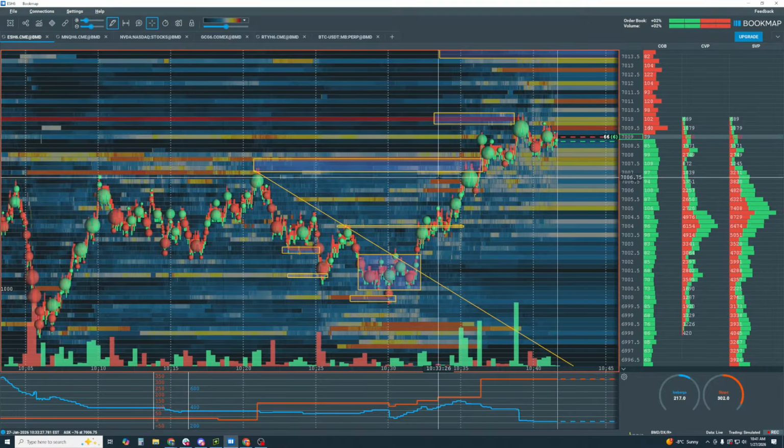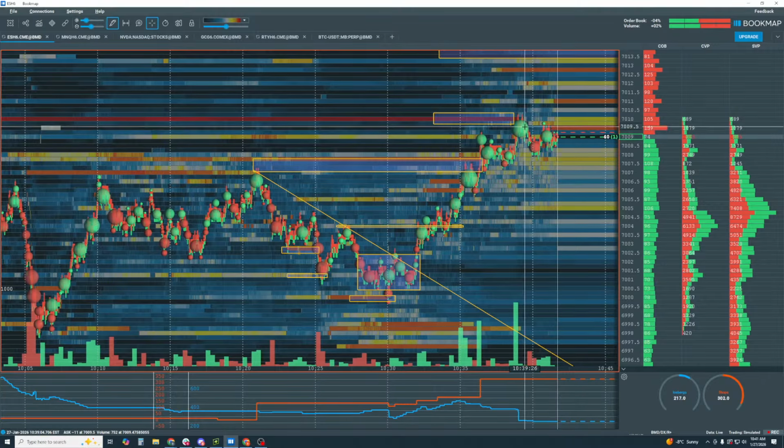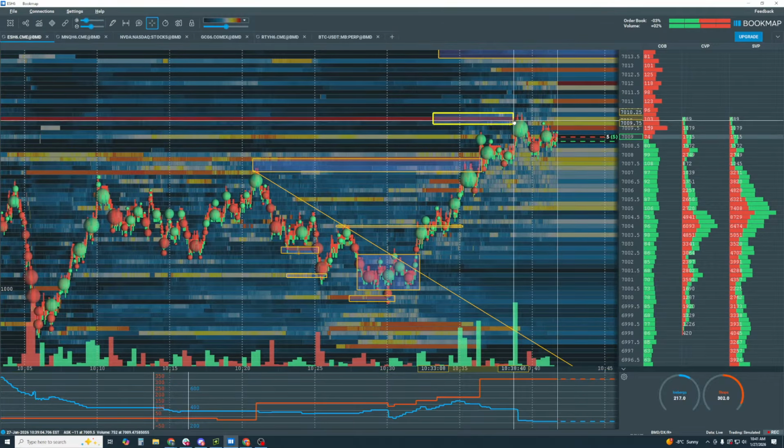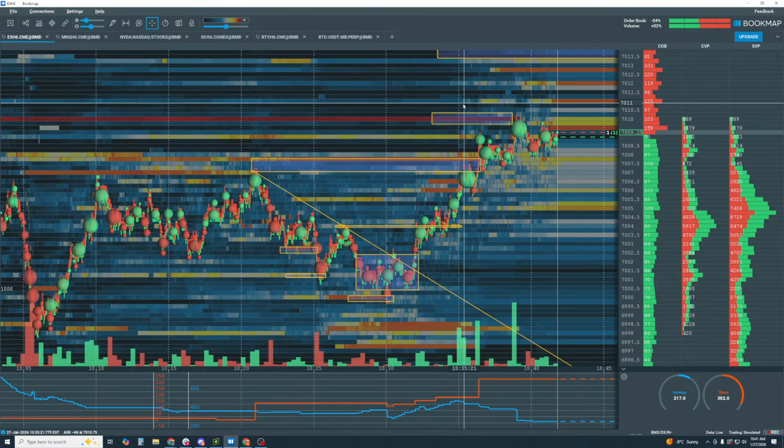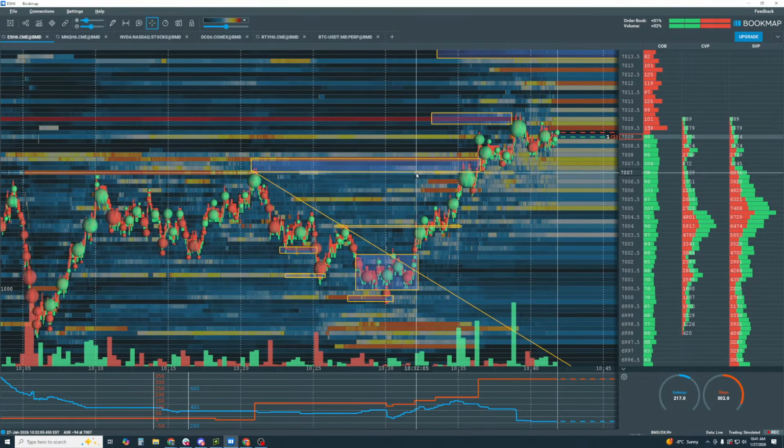Would I be trailing a stop in this one? Like I said, in this environment, I wouldn't. I would be taking my profits at 10, just a couple of ticks in front of 10 up here.